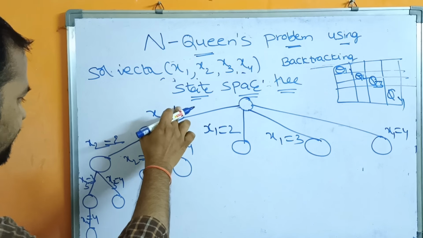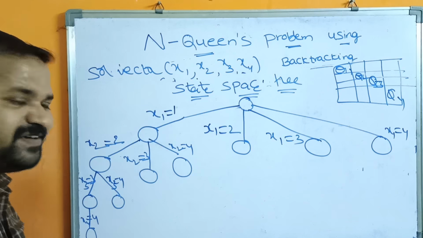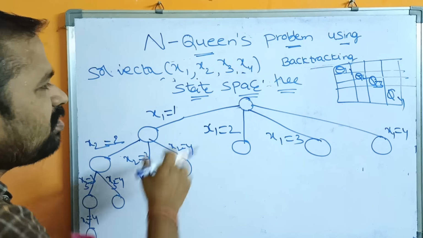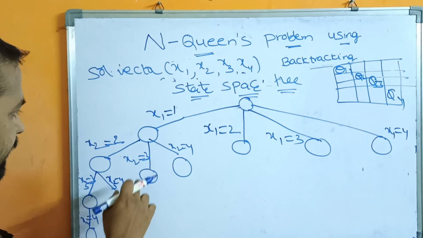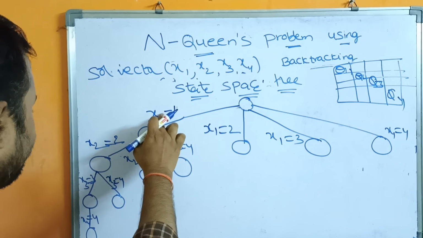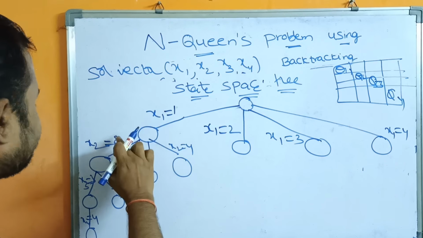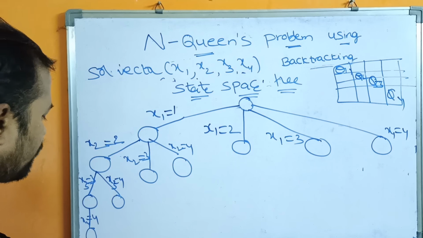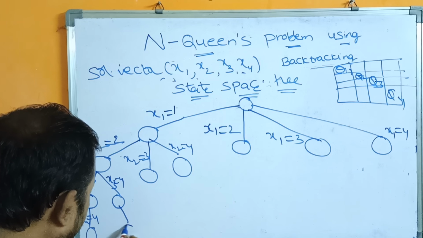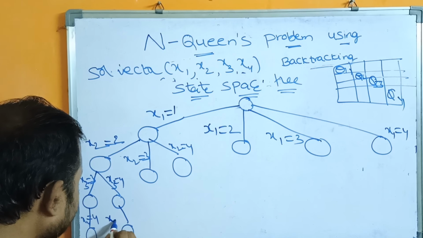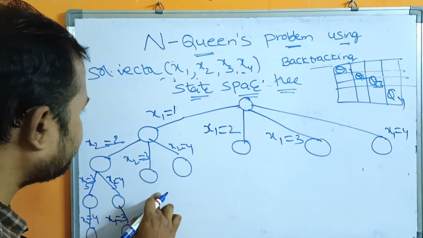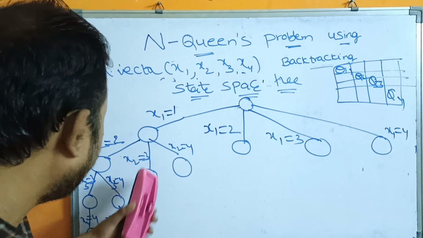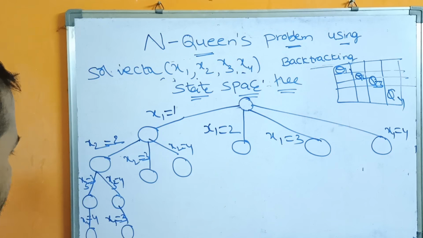If we observe here, every path contains all the queens, all the cells. So 1, 2, 3, 4. If we observe here, 1 is covered, 2 is covered, next 4 is covered, next we have to cover 3. So x4 is equal to 3. Okay. Next, if we observe here, let us assume that it is at this position.